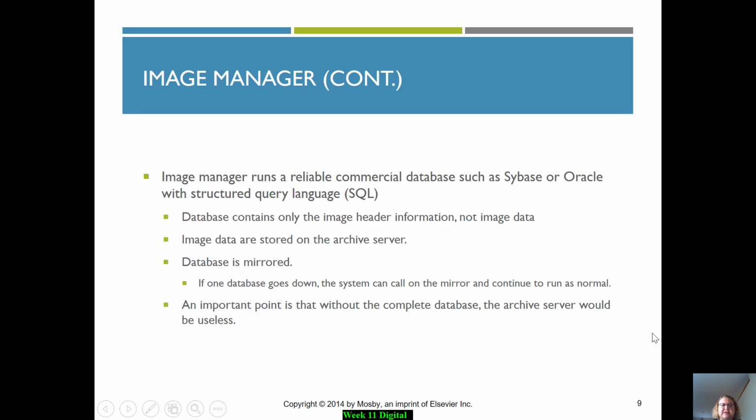So our image manager is going to run a reliable database, and some of those are Sybase or Oracle. You may see some other systems out there, but those are more of the common ones. They have a structured query language, and they're going to store that data on that archive server. Your database is going to be mirrored, so if one database goes down, then there's another one in the backup server.